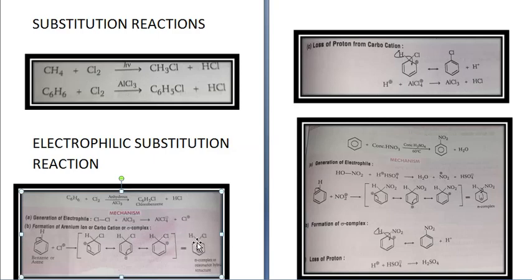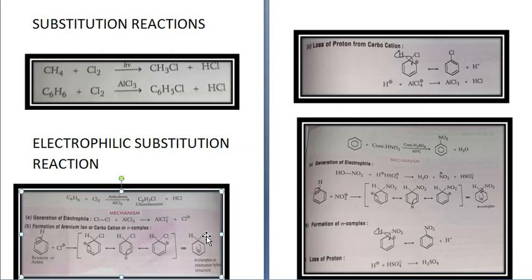Finally we get a resonance hybrid structure, which we can show like this. Not a complete ring, because only 2 of the double bonds are present, not 3, because the third double bond has got converted into a single bond, and to this the chlorine has got attached. So this is the second step.